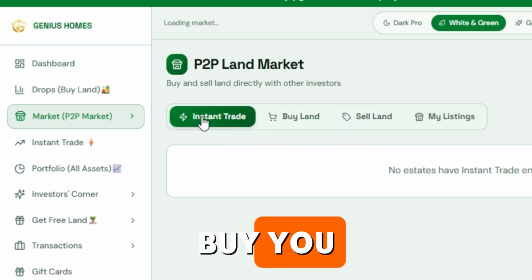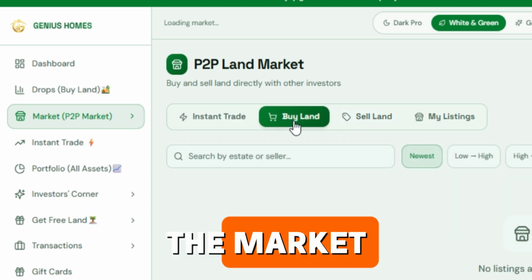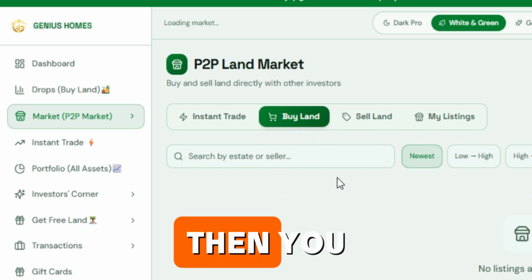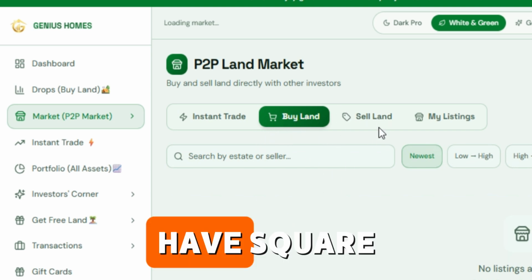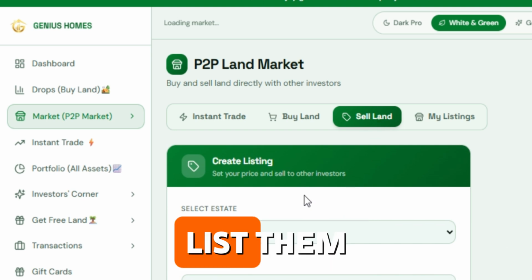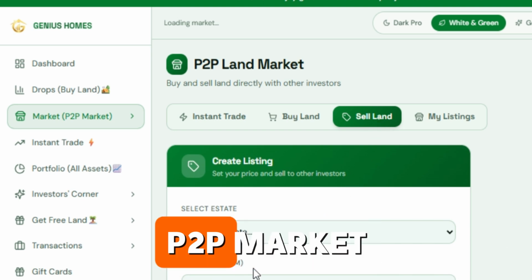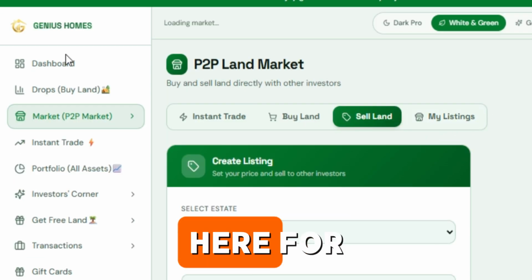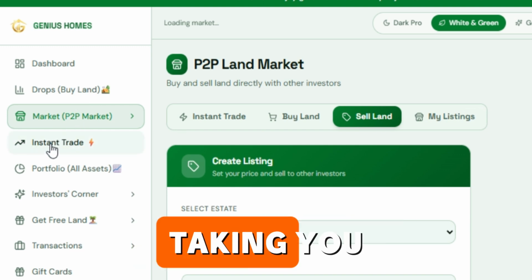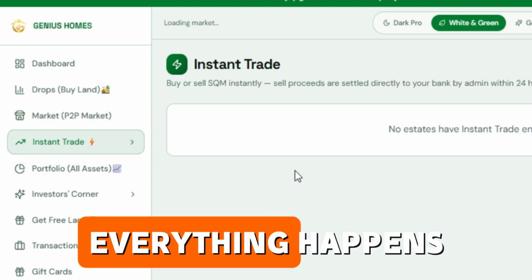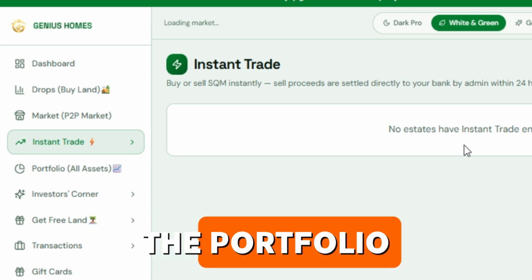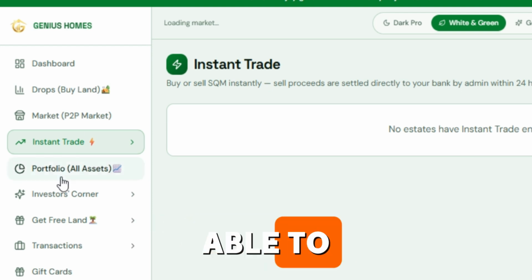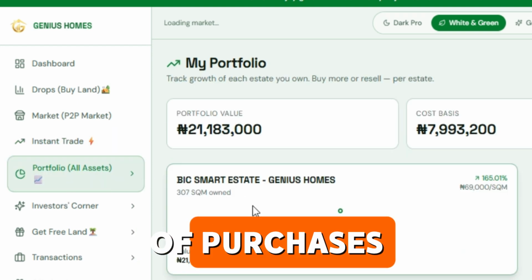But if you want to buy, you can at the same time buy from the market from people who have listed. Then you can sell when you have square meters and you want to sell. This way you can list them if you want to sell to the P2P market. There's a button here for instant trade. This is just for taking you to the page of instant trade. Everything happens here.